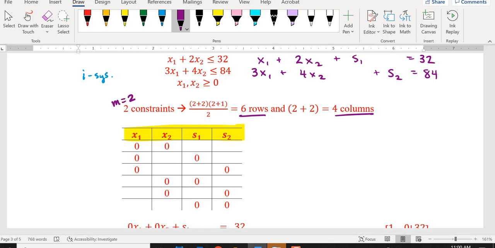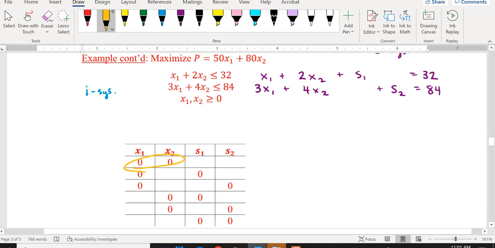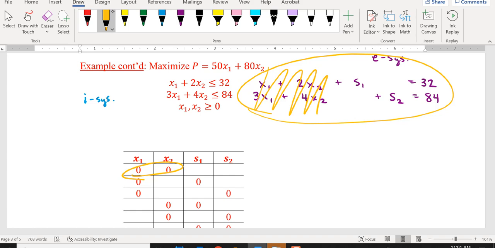Now we need to go solve the system and fill in the table. Okay, cleaning this up a little bit. If I let x1 and x2 be 0, I'm going up here to the E system. If x1 and x2 are both 0, those go away, right? Looking at the answer, S1 would be 32 and S2 would be 84. Well, that's an easy row to do. You good?